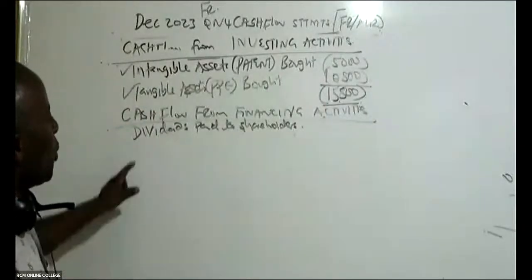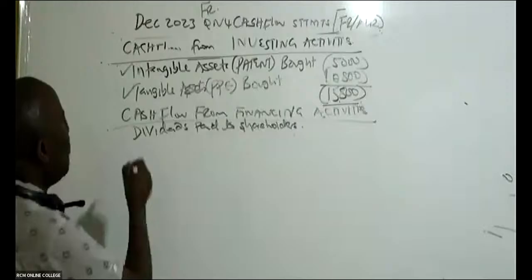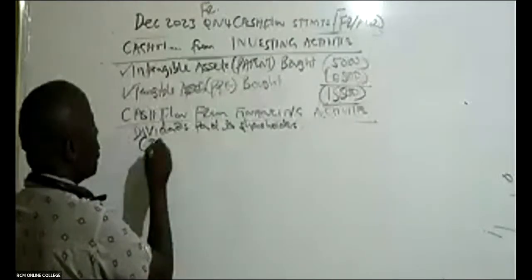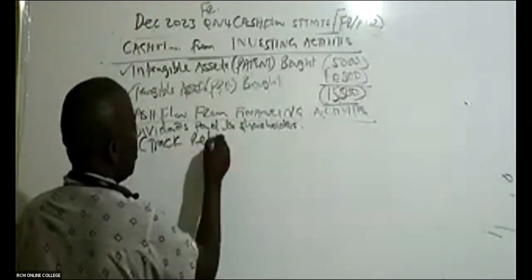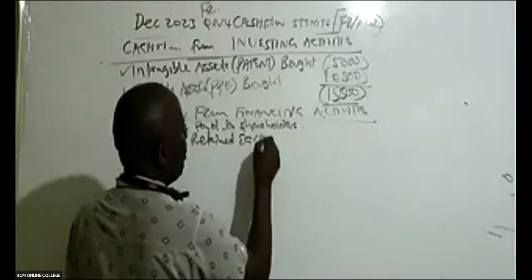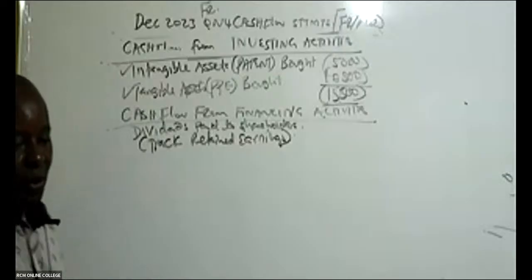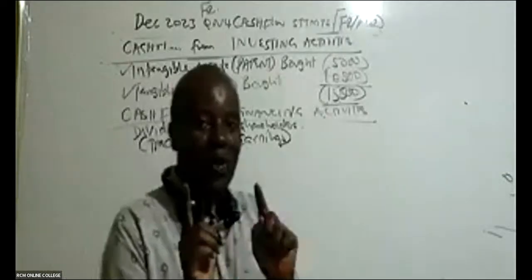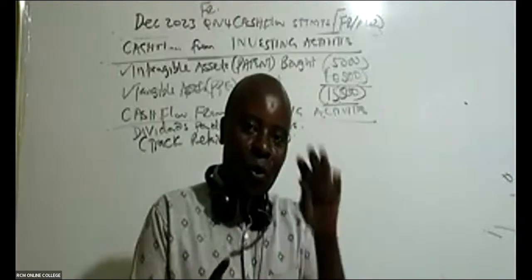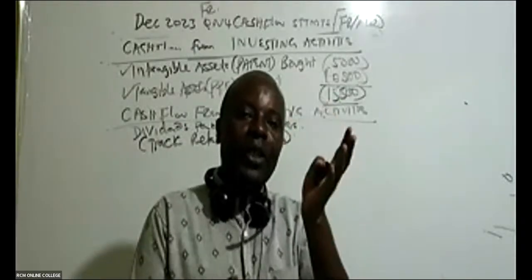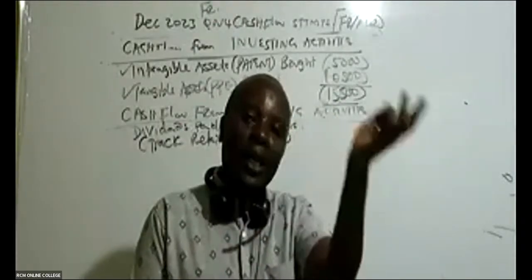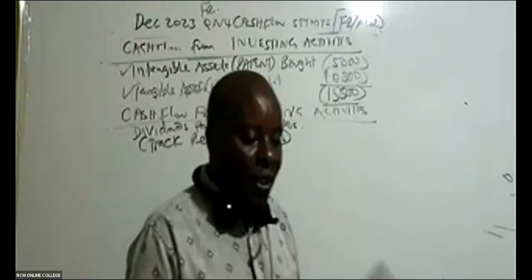And how do you get to know the dividends paid to shareholders? You track the retained earnings account, because you see there is a relationship between retained earnings and the dividends. You know, when you make your profits, it's either you retain or give out some dividends. So go to your retained earnings.